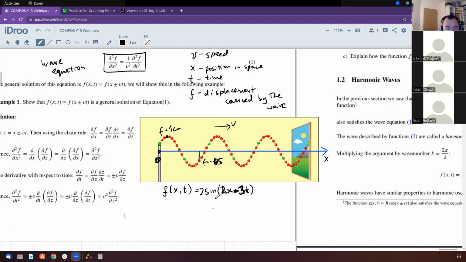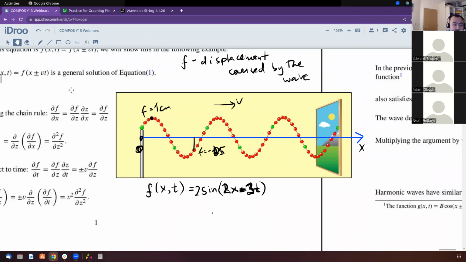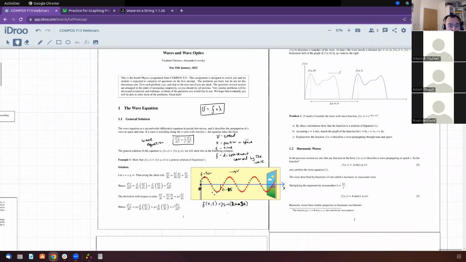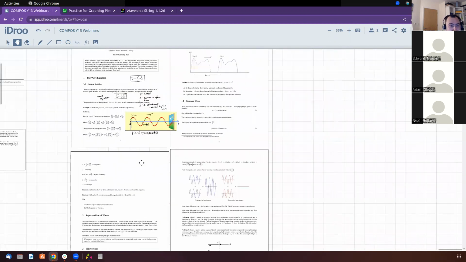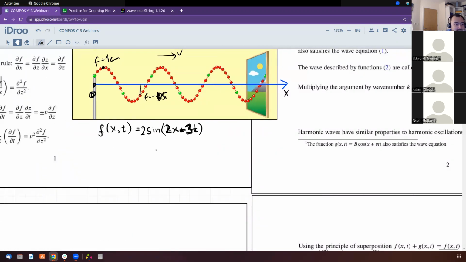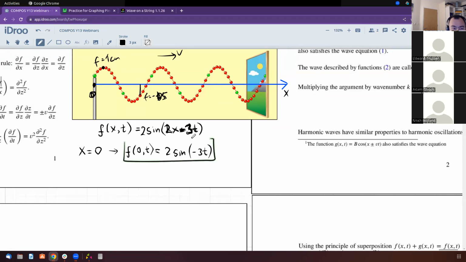Now, what does it mean? Let's look at this wave function and try to make sense of it. Let's take, for example, the point with x equals 0. x equals 0 is the green dot. Then f of (0, t), because I've substituted 0 instead of x, is 2 sine of minus 3t. Basically, it just tells us how the green dot moves, and that's it.